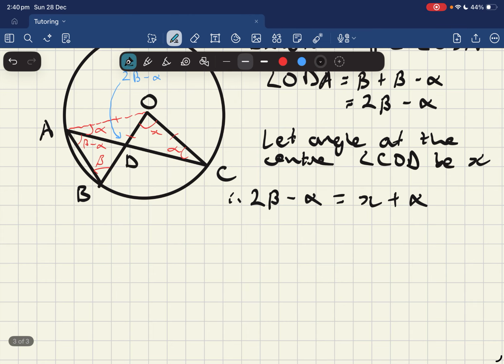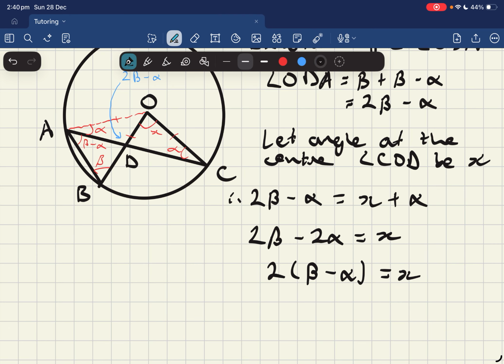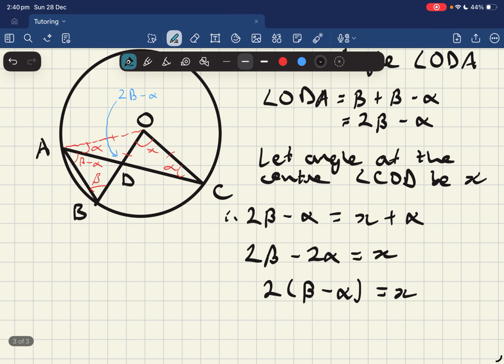Now, rearranging this, I want to get the X on its own. So I'm going to subtract alpha from both sides. So I get that 2 beta minus 2 alpha is equal to X. I can factor out the 2 again. And I have shown this same relationship.